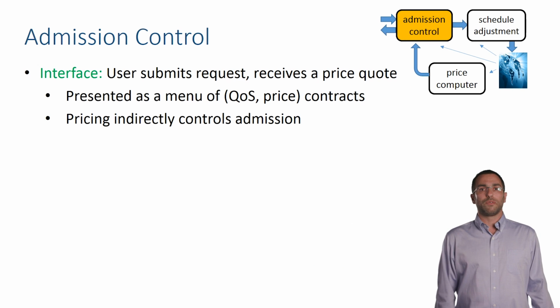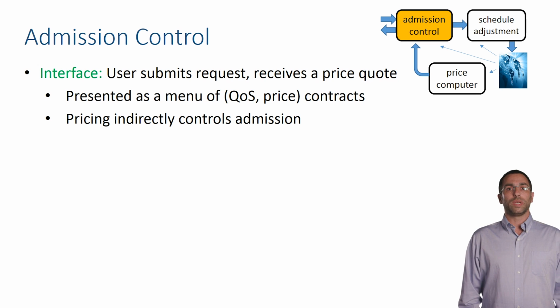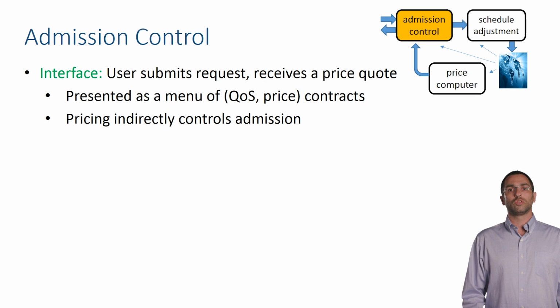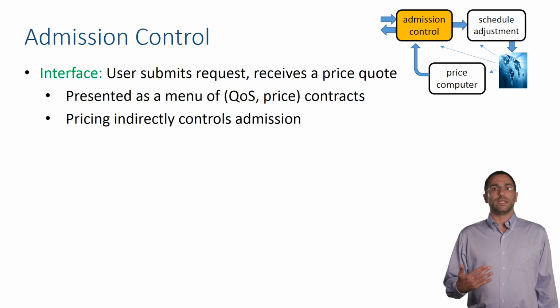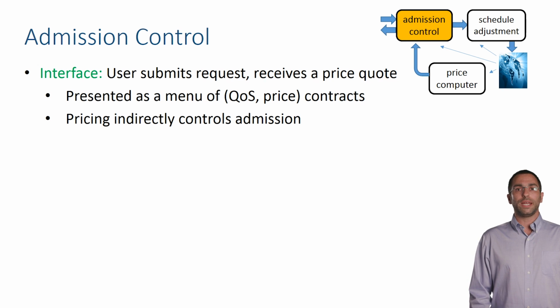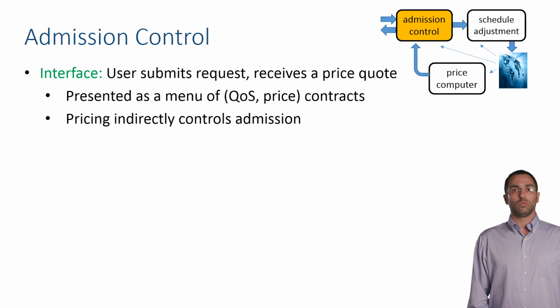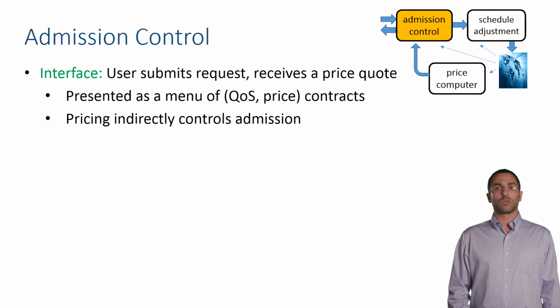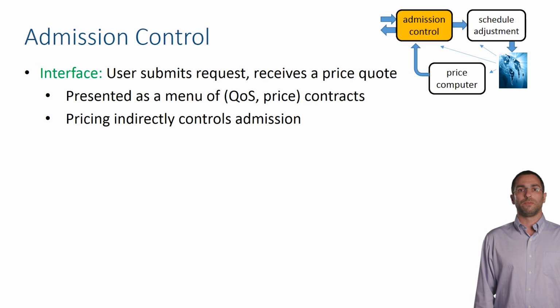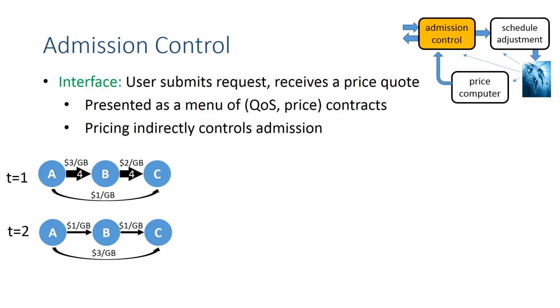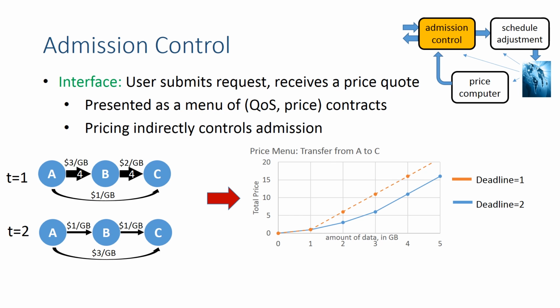After we got a sense of the pricing model used in Pretium, we can now describe in more detail the admission control module, which can be thought of as the interface between the provider and the user. As mentioned earlier, admission control is done by providing a price quote or menu to users, who choose their service characteristics according to their own price versus quality trade-off. The quote consists of 1 price curve per deadline. In the graph you see on the right, we zoom in on 2 deadlines, t equals 1, which corresponds to an immediate transfer, and t equals 2.